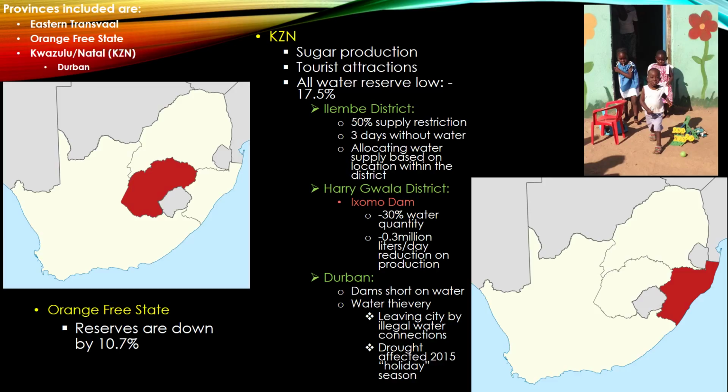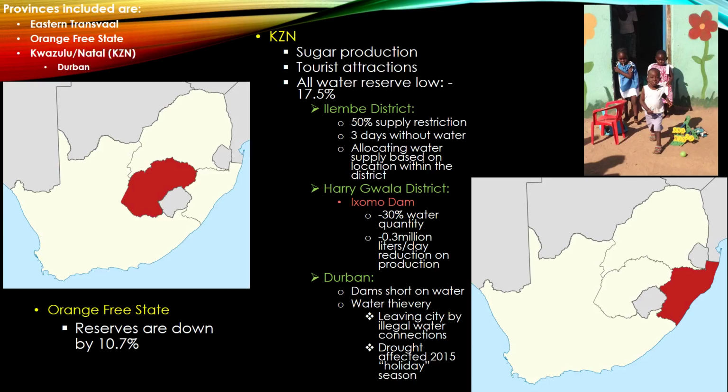In the Hariguala district, the water is supplied by the Exomo Dam. This dam's water quantity has reduced by 30%. The production of water has reduced from 2.8 million liters of water a day to 2.5. They have decided that they were going to discuss with the upstream farmers about releasing their personal dams to provide for the general public. But then they realized even without rain, eventually the dammed water is going to run out and the situation is just going to occur. So they're having that issue too.